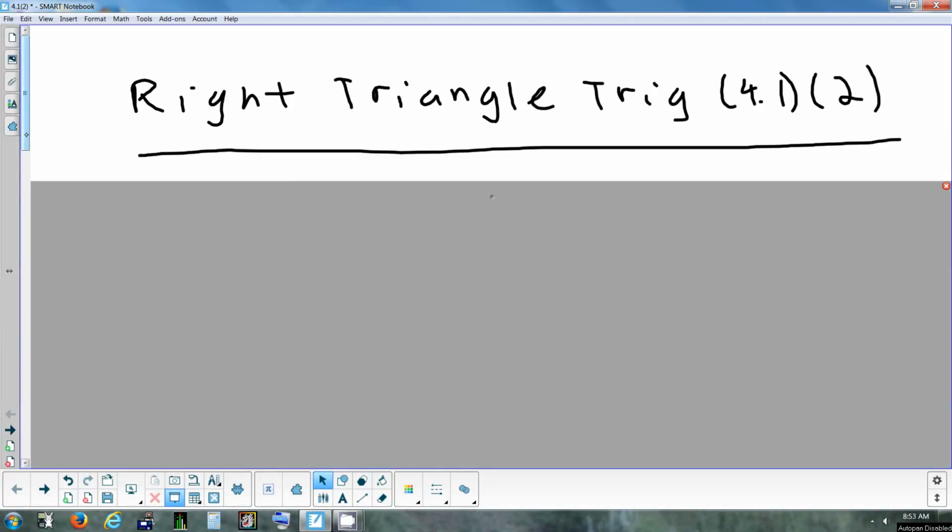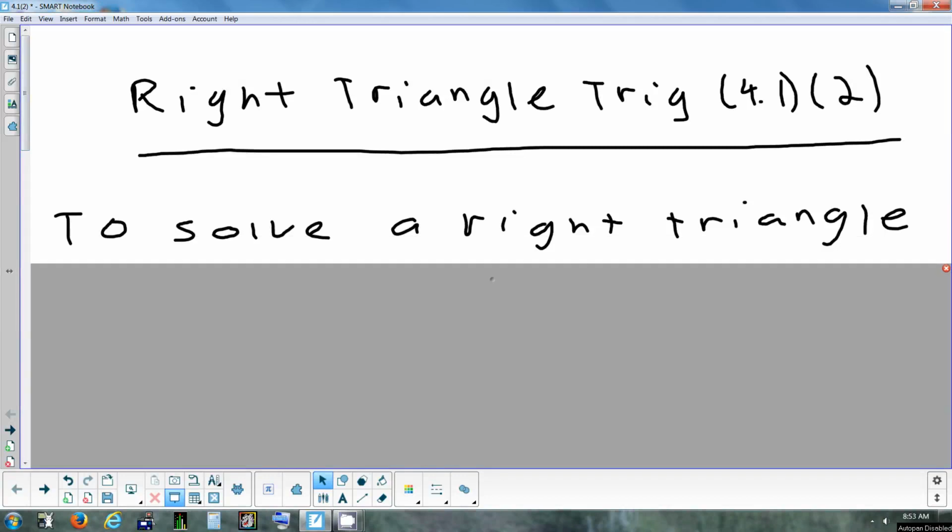Okay, so last thing we're going to look at this week is the second part of section 4.2. And the goal in this section is going to be to solve triangles. Okay, specifically, we're going to solve right triangles.